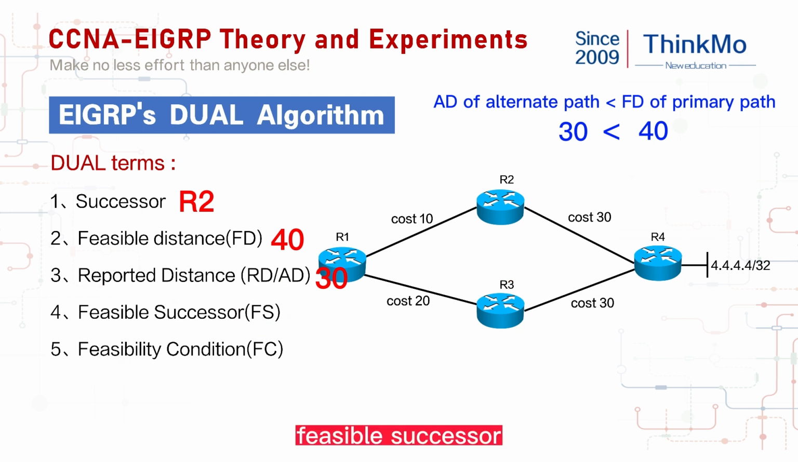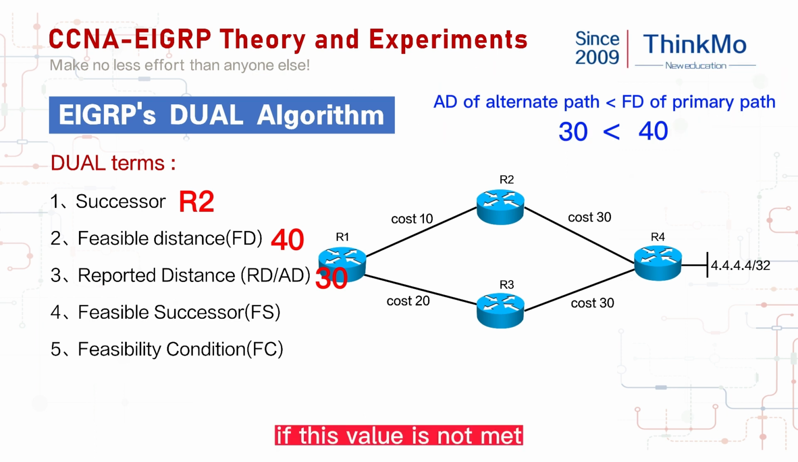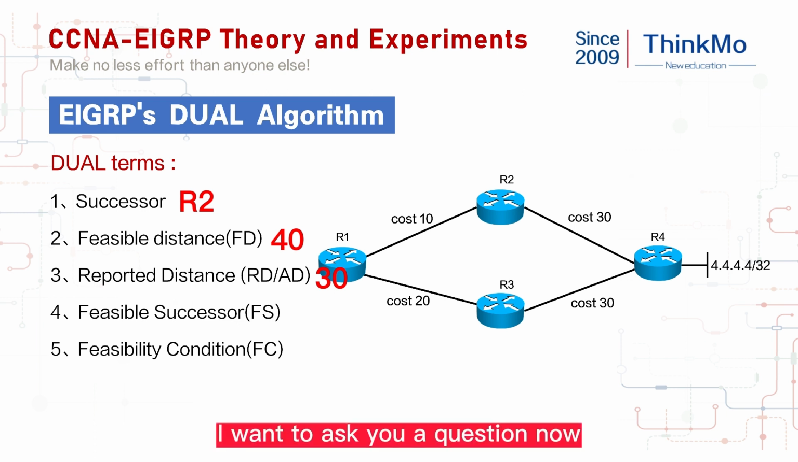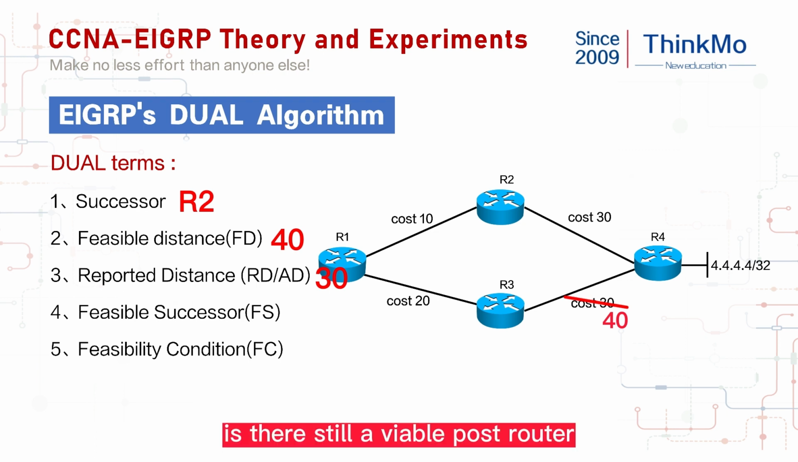Here are some features between them. For a line, we have to compare such values. If this value is not met, it cannot enter the topology table. I want to ask you a question now. If it's not 30, and I changed it to 40, then in this path, is there still a feasible successor router?